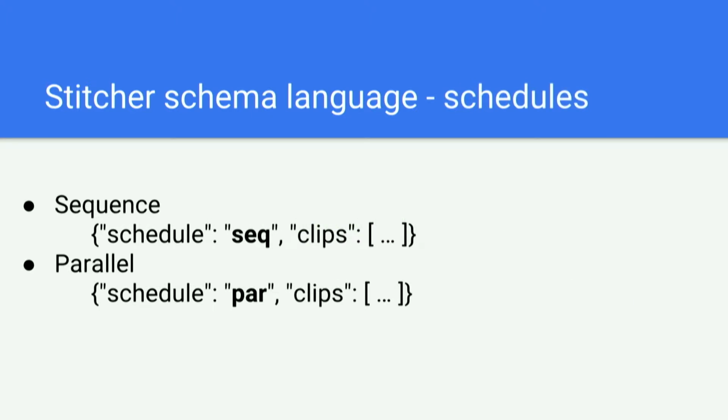So the schedules that I mentioned, there are 2 types. There's the sequence and the parallel, and that's what these look like. For a sequential schedule, you just give it a list of the clips that you want to sequence together. And similarly, for the parallel schedules, you give the list of clips, but these are going to be overlaid on top of one another in some fashion.